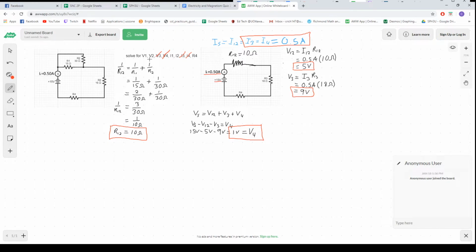So what's up next? We need V1, V2, I1, I2, and R4. R4 is probably going to be our easiest thing to find. R4 can simply be found with V equals IR, and we just found V, and our I is the same through everything, 0.5. So let's solve for that. So I'll just come under here and go V4 equals I4 R4. We are looking for R4, so we'll just divide both sides by I4. V4 over I4 is equal to R4.